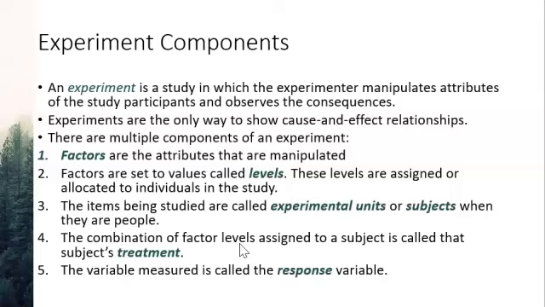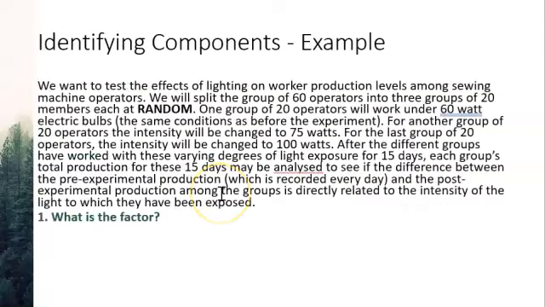And finally, the variable measured is called the response variable. The response variable is just another name for the dependent variable, whereas the factors being manipulated is another name for the independent variable. So we're still focused on establishing independent and dependent variables. We're just going to do it with a little bit more detail than we did in the last couple examples. Next, we're going to look at each of these components for a specific example.